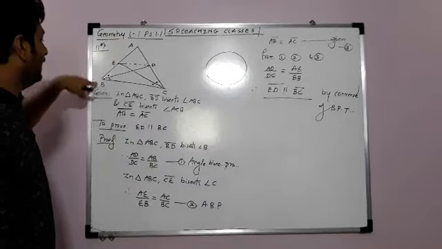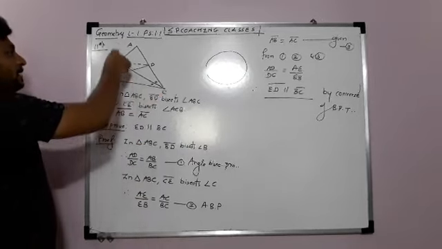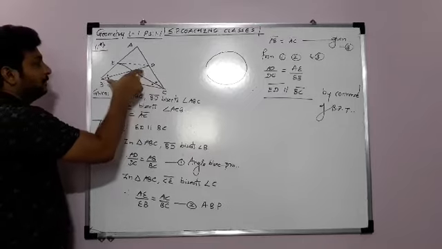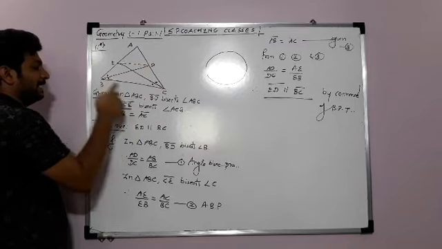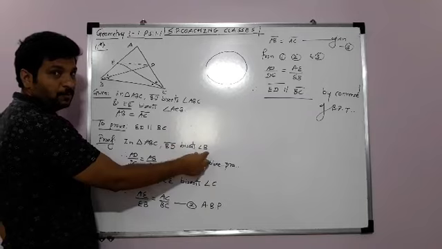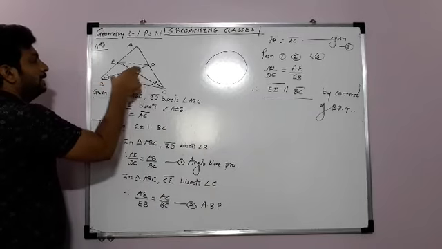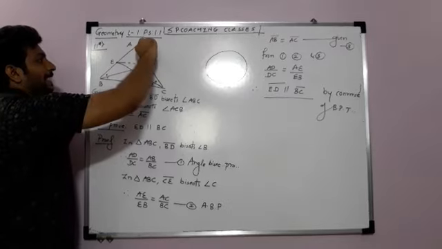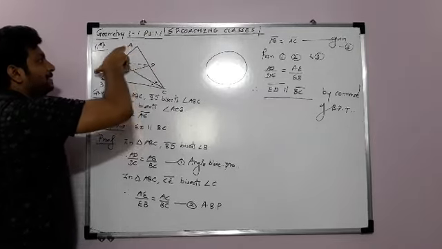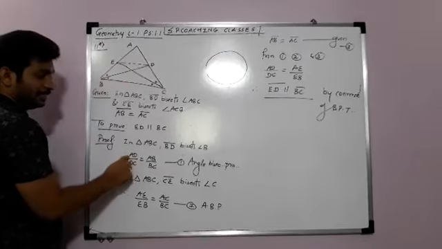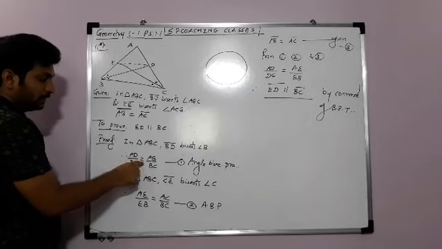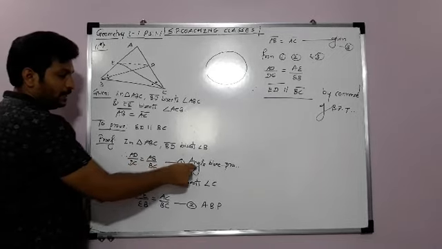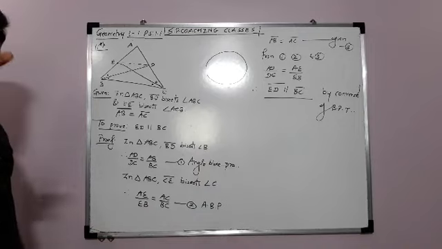First, in triangle ABC, just pay attention, guys. In triangle ABC, BD bisects angle B. Is it clear? The first point. Therefore, since BD bisects angle B, AD upon DC is equal to AB upon BC. Angle bisector property. AD upon DC is equal to AB upon BC. Equation 1. Angle bisector property. Hope you got this step.